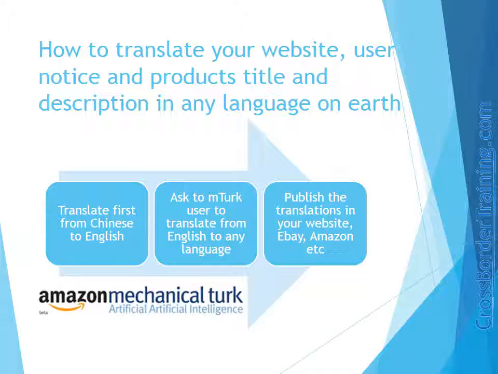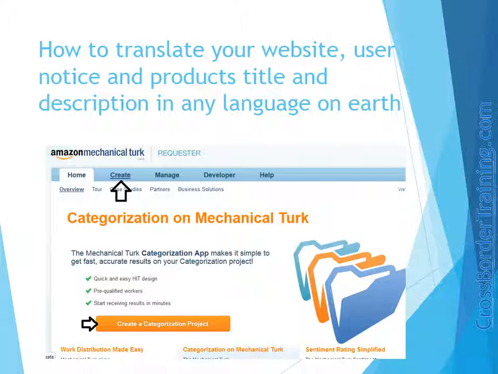So like this, you can ask them to translate all your documents into any language you want, and it's very cheap. It's Mechanical Turk. And when you have translated all your documents, you just have to publish them. You publish them on your website, on eBay, on Amazon, everywhere that you can publish actually. So you translate everything and you use the content. That's the strategy. So here I will teach you how to use Mechanical Turk.